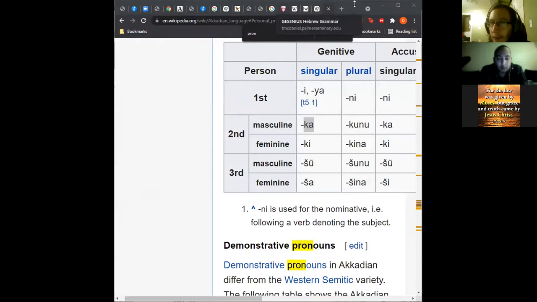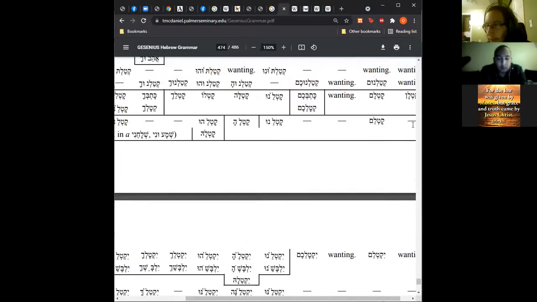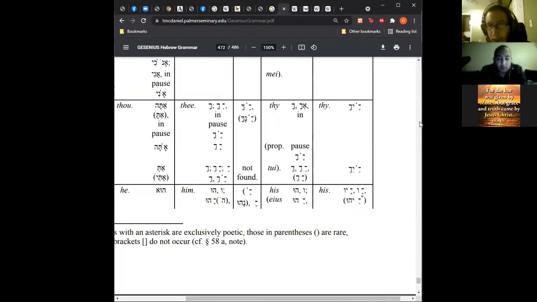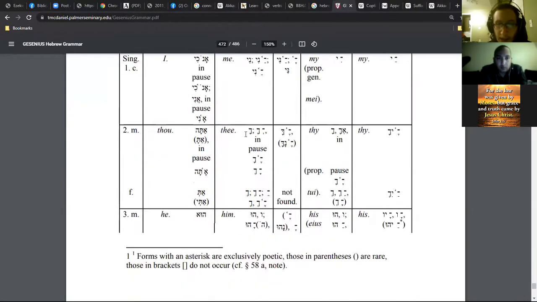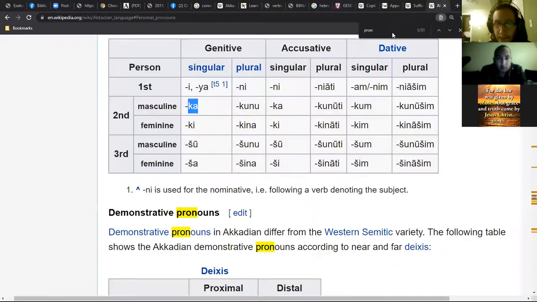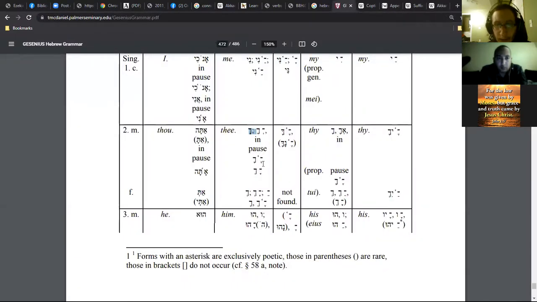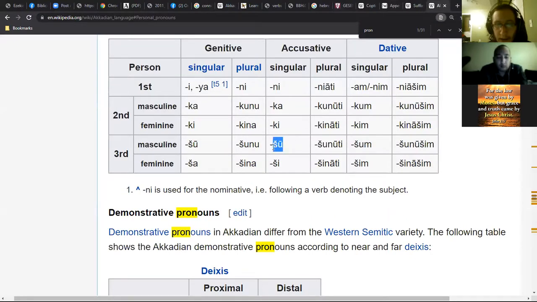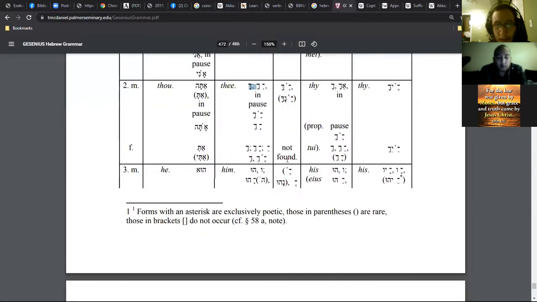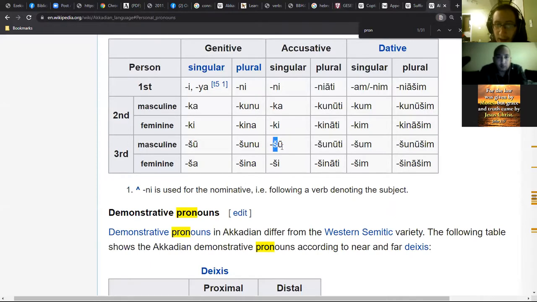We just go back to the other thing here. So this is just sending us this PDF file. And so you look and you have, there's the ka, right? Here's the ka. And then it has the who and the he. Remember, it has an H versus an S. Well, Akkadian does the S, right?